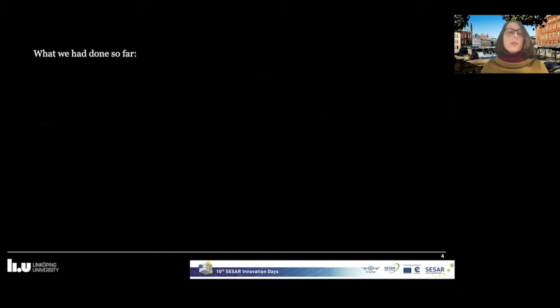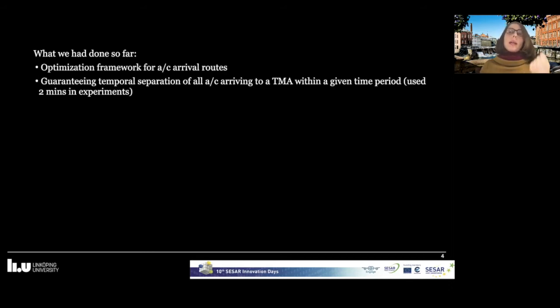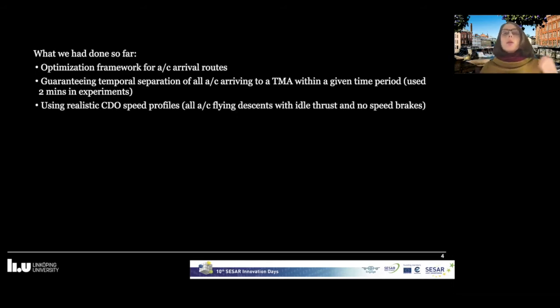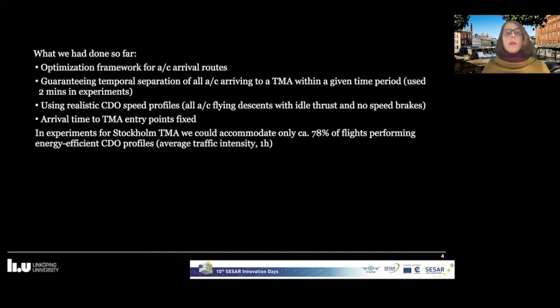In work prior to what I'm telling you today, we presented an optimization framework for aircraft arrival routes, where we guarantee temporal separation. Any pair of consecutive aircraft was temporally separated, but we used a uniform value, so always the same temporal separation. We used realistic CDO speed profiles, and we assumed that the arrival time to the TMA entry point is fixed for each aircraft. When we applied this framework to Stockholm TMA with an average traffic intensity scenario, we could accommodate only about 78% of the flights with CDOs.